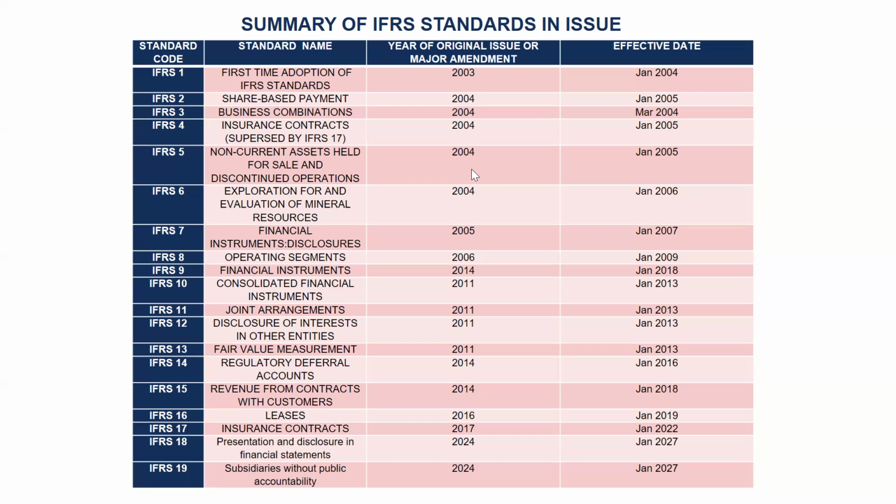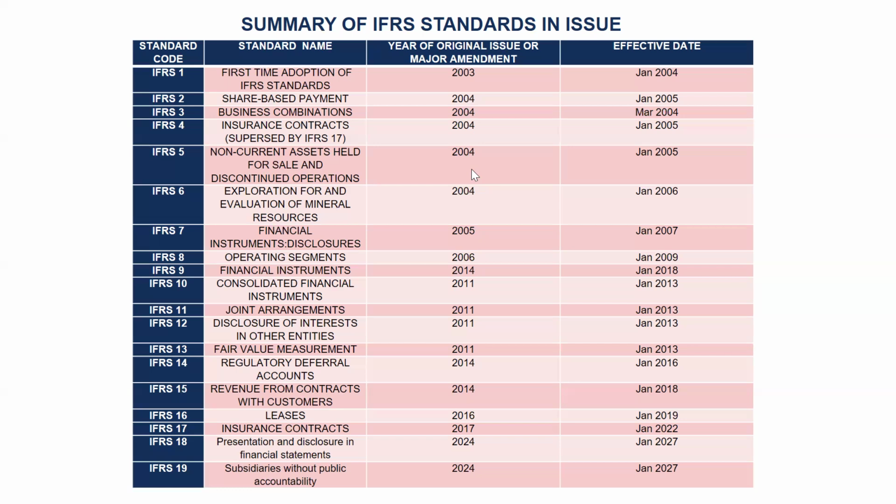Now, under IFRS 9, financial instruments are classified based on their business model, which is either holding to collect or holding to collect and sell, and their contractual characteristics. And in this category, then, we have three classifications. Financial instruments can be classified either at fair value through profit or loss, fair value through other comprehensive income, or at amortized cost. Now, the standard was issued in 2014 and was effective from January 2018.